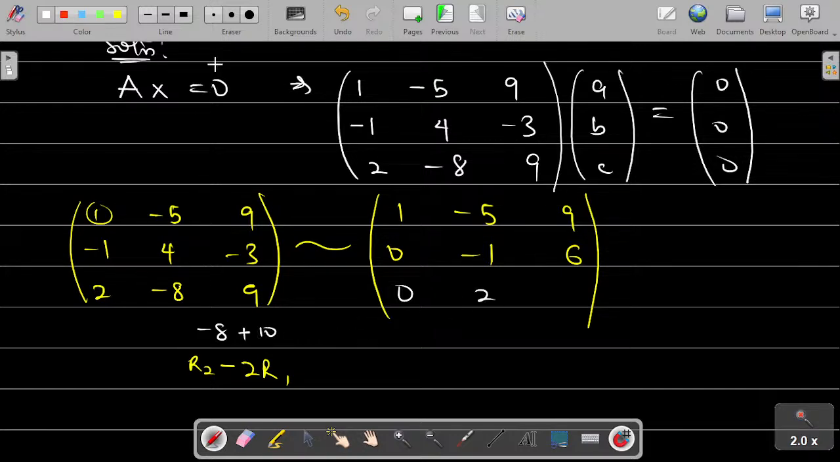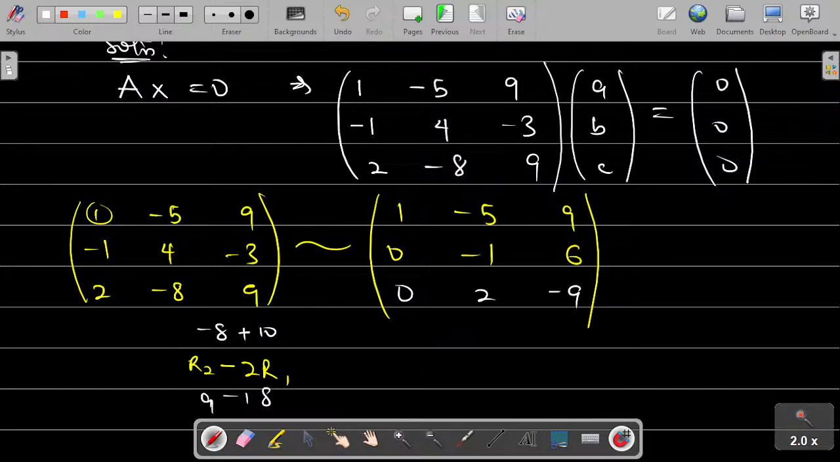And then here you have, oh, why did I remove that? Okay, I need it. So here you have 9. Minus 2 times this will be -18. And 9 minus 18 is -9.